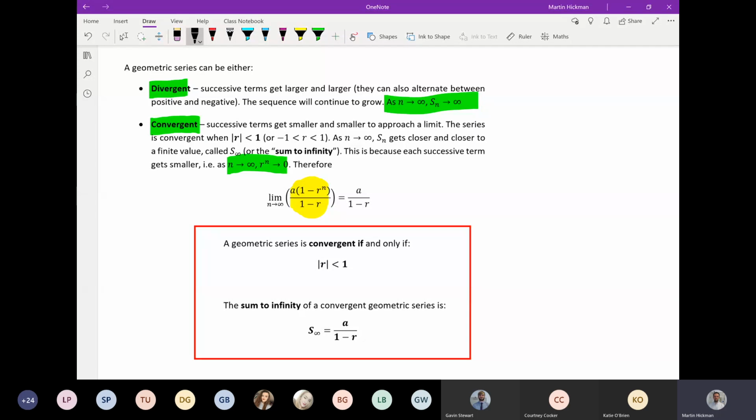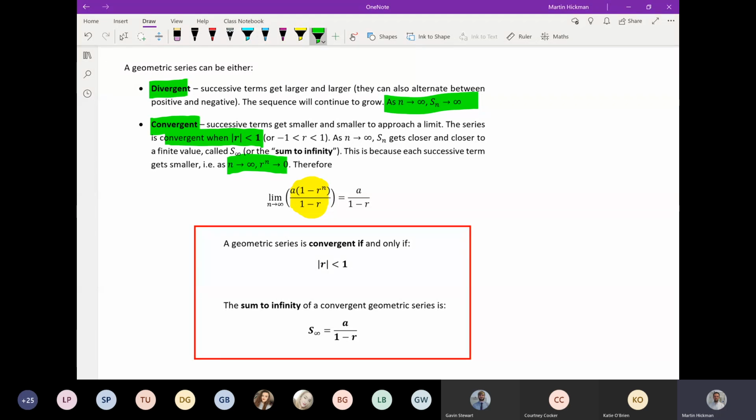But that's only if this value of r is between 1 and minus 1. So it's only convergent when r is between minus 1 and 1. What these lines around r mean, you may have met this before when we did binomial expansion, is it's the modulus of r. Whatever value r is, we always take the positive version of it. So basically, if the modulus of r is less than 1, meaning r is between minus 1 and 1, the series will converge. If r is greater than 1, or if it's less than minus 1, then the series will diverge.